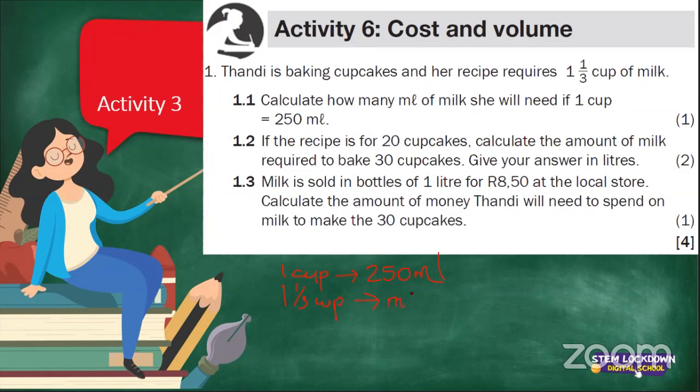Okay, we can basically do this a number of ways, right? You can see that one cup is 250, right? So this, I think, is a simple way. 1 cup is 250, so for 1⅓ cup, basically 1 cup is 250 mils, plus 1/3 of 250 mils.